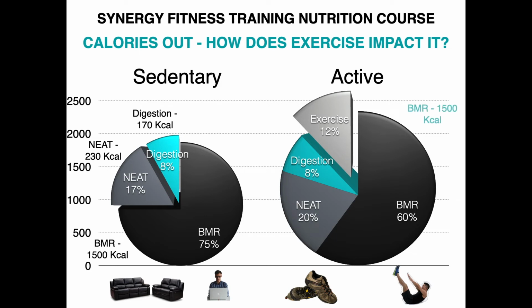For our active person, their BMR is exactly the same. Digestion is very similar, but their NEAT is higher by 270 calories. And remember, this is just by being busier and moving more, not exercise. And then we add in their planned exercise, which burns another 300 calories. And now we can see how being active and exercising can make a big difference.